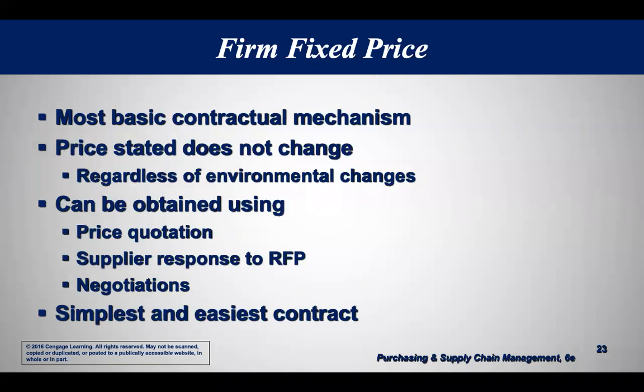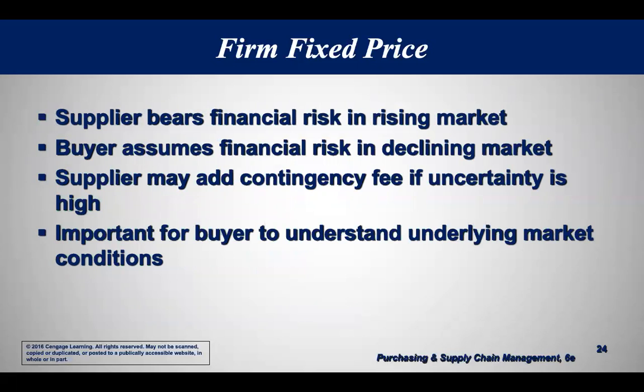So the firm fixed price. We know all that stuff. This is the standard. It's the most basic one. It doesn't change. You get it in an RFP, and it's the simplest and easiest contract. So we don't need to spend any time on that. That's the normal. Now, when it is fixed price, the supplier is locked in, and if it's generally a rising market, the supplier is locked into a price, but the prices are going up. So they're taking on some risk in a longer term contract if it's firm fixed price.